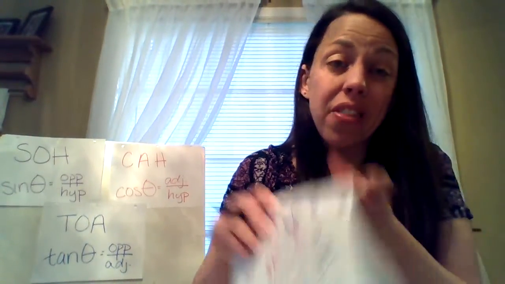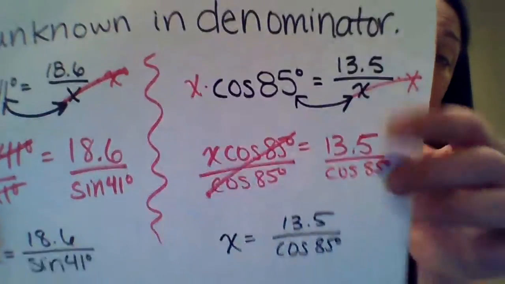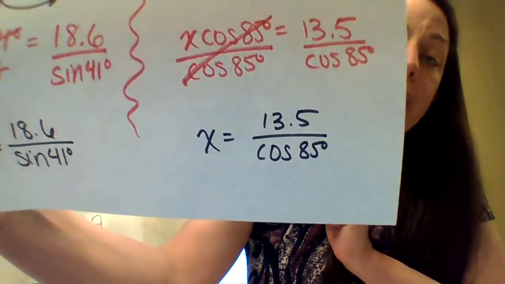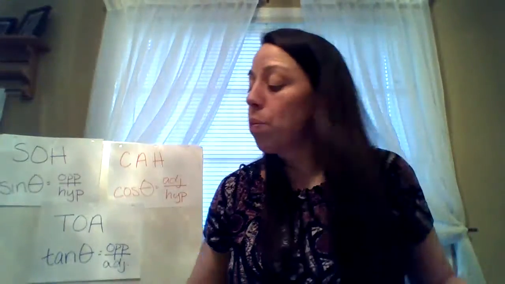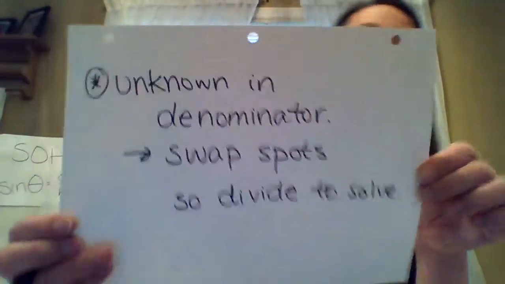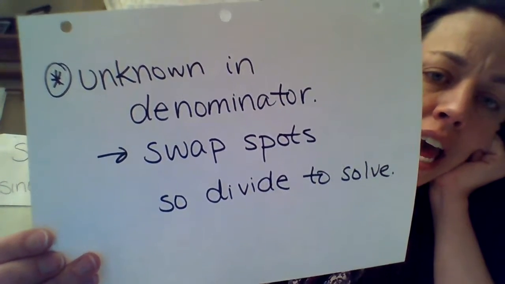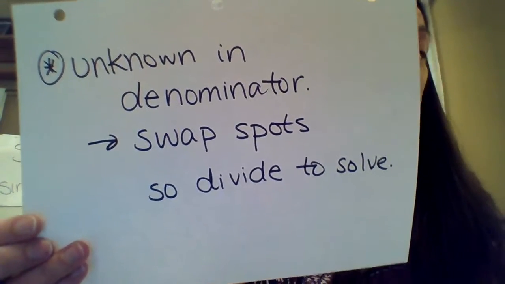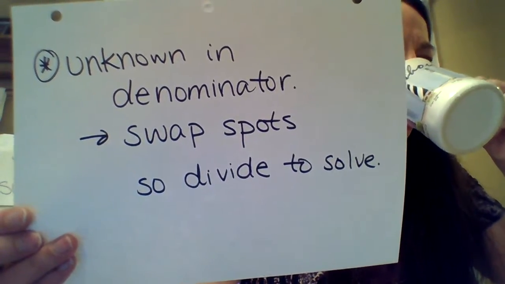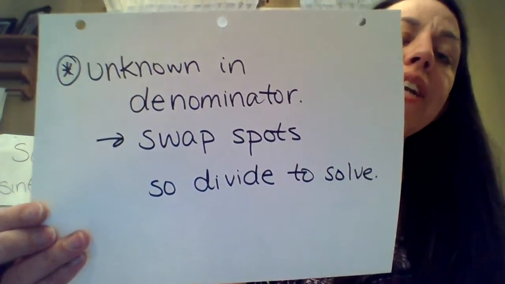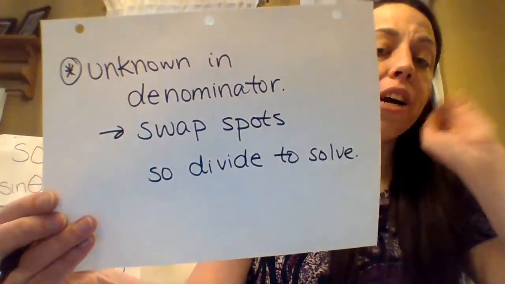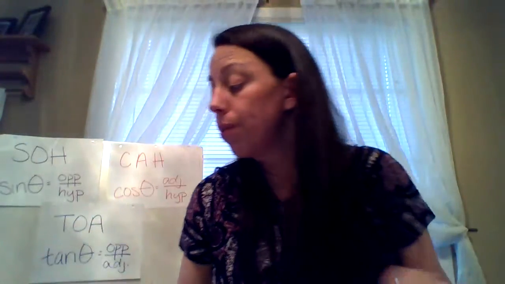So I'm going to say this on the next example because I know it's coming up. And if you swap those two, guess what you get? And so would you please write this down? If my unknown is in the denominator, I'm going to swap spots, and therefore I will divide to solve.